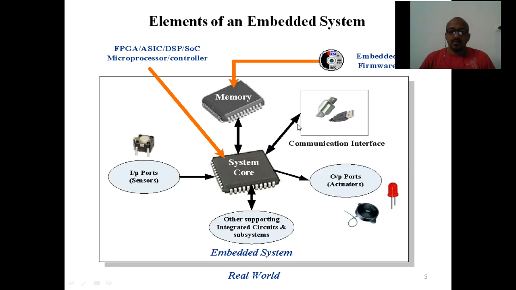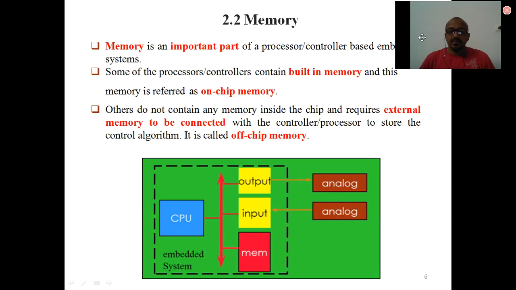So these are all called embedded systems. Any embedded system is built around these 6 basic components: core, memory, input output, actuators and sensors, communication interfaces, and other embedded subsystems. So today we are going to cover the memory.